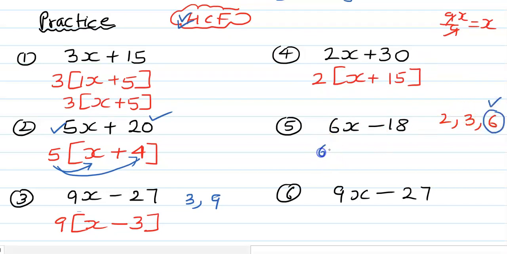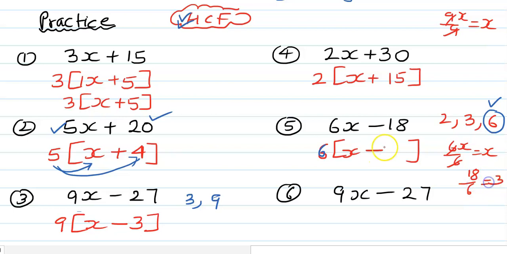So 6 is outside here. Put the bracket. 6x divided by 6, the 6 and 6 cancel, we got x. Then a minus sign in between. 18 divided by 6 is 3. So we can write down x minus 3.